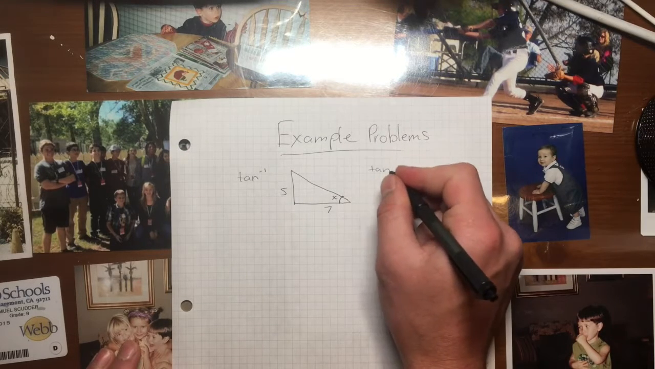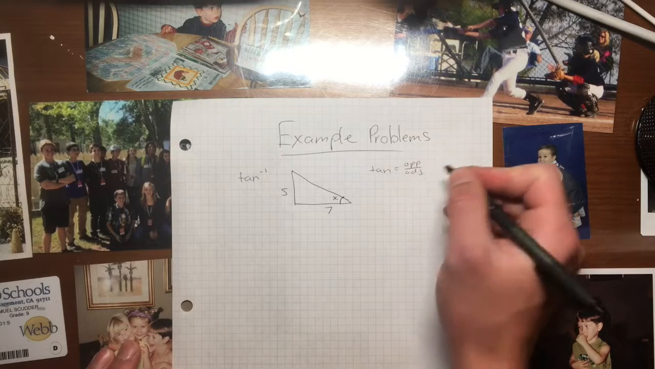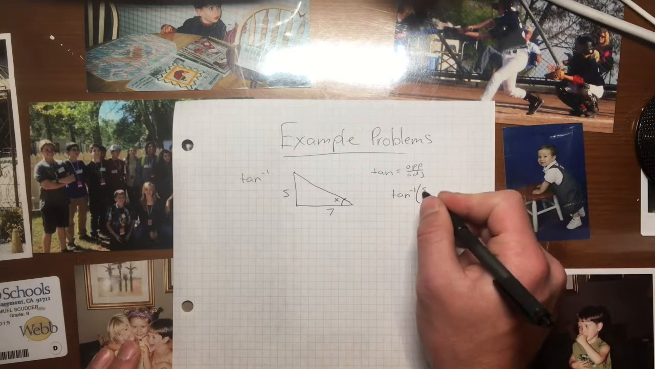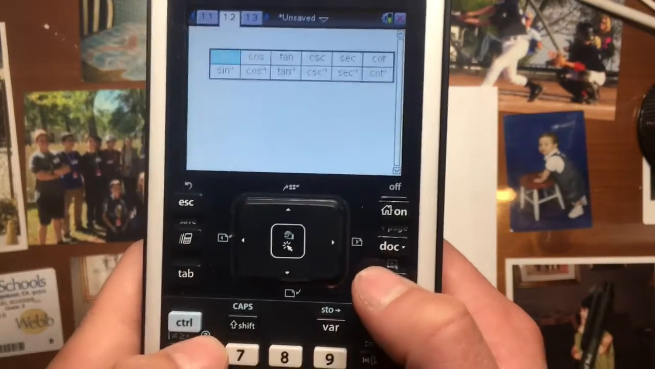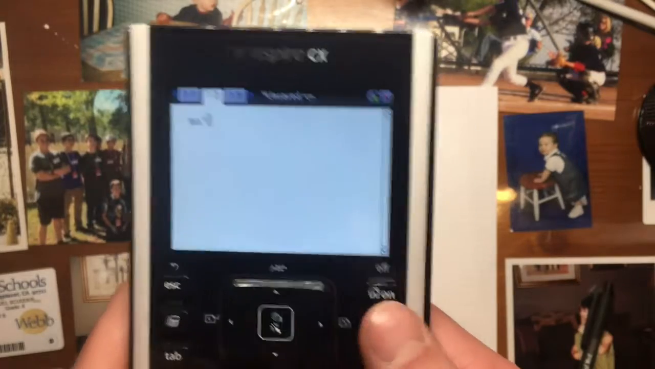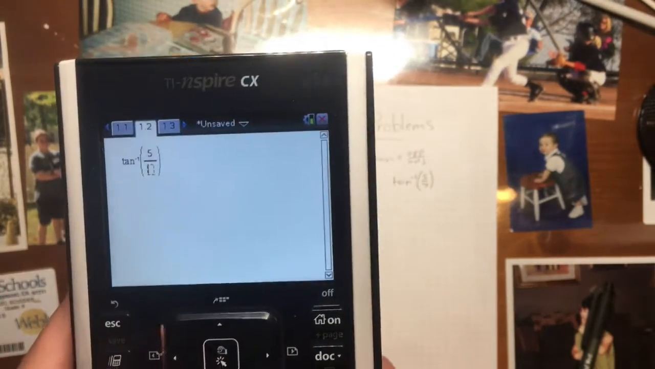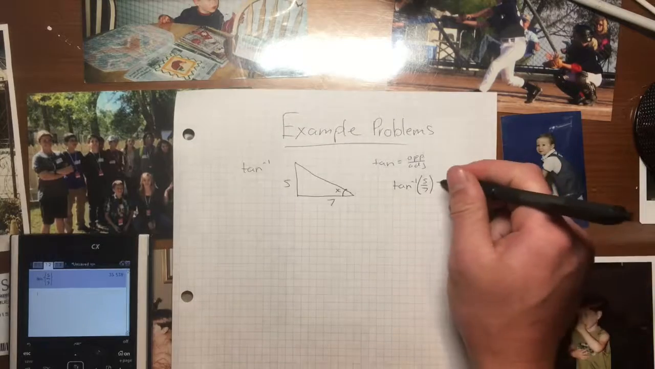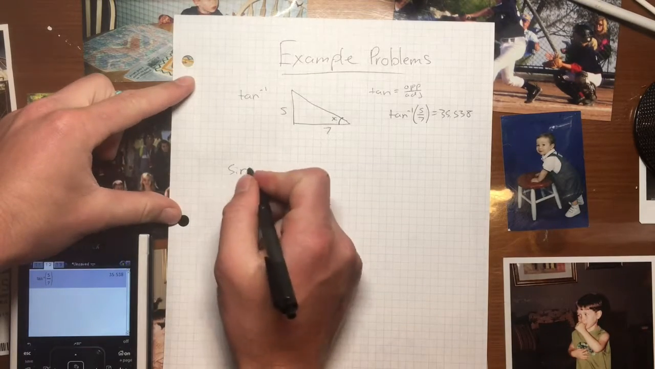Just like regular right triangle trig, tan is equal to opposite over adjacent. So using an inverse function, tan inverse of 5 over 7, 5 being the opposite and 7 being the adjacent side to the angle. Plug it into your calculator. You should get 35.438. That's the angle.